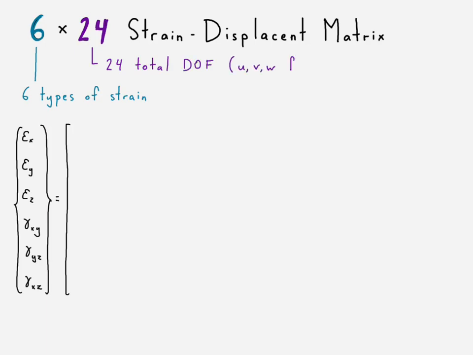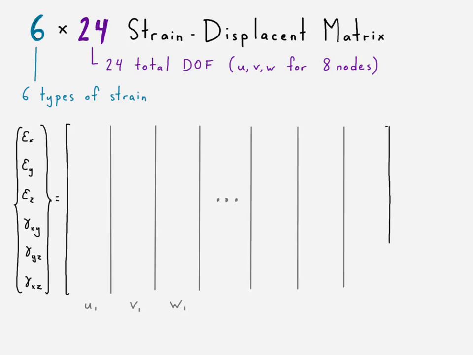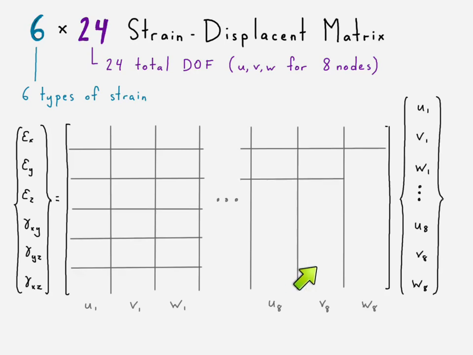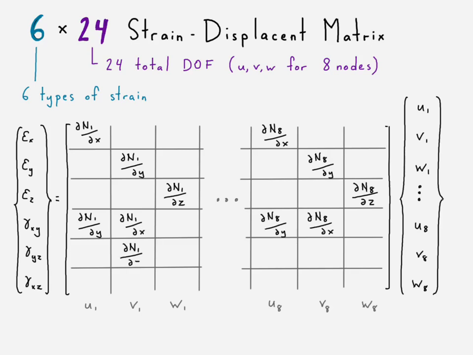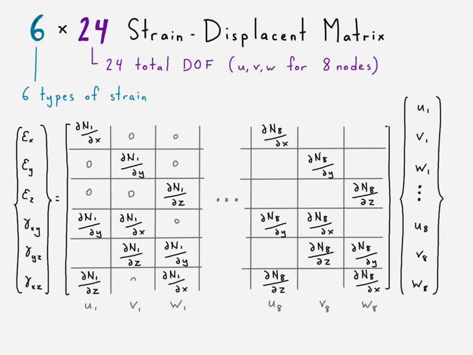Our 24 total degrees of freedom. I do not have enough space throughout this, so we are going to just draw node 1 degrees of freedom, the 3 degrees of freedom for node 1, and the 3 degrees of freedom for node 8, and some dot dot dots to fill in the rest of the gaps. All right, so all we're doing now is we're just kind of populating this matrix according to the equations that we had on the previous slide to give an idea of what this strain displacement matrix would look like.